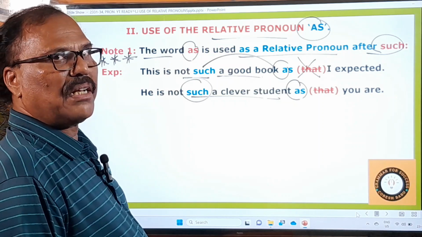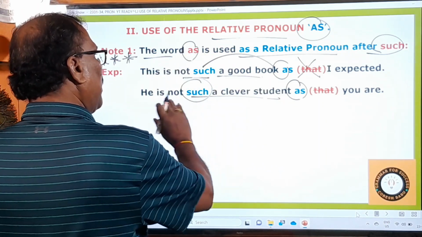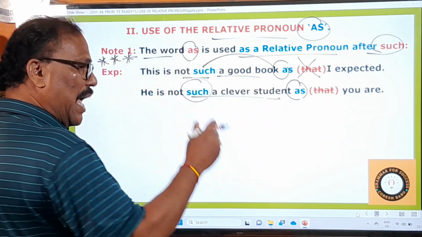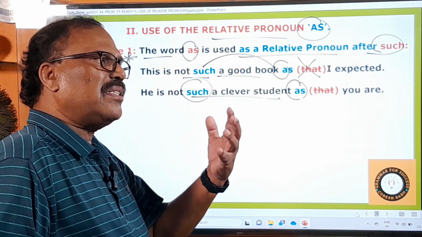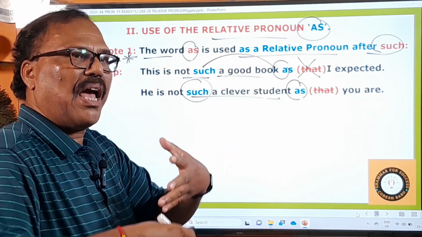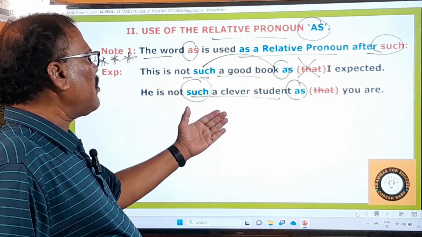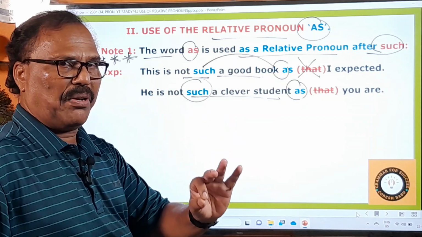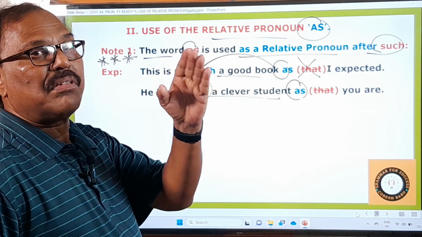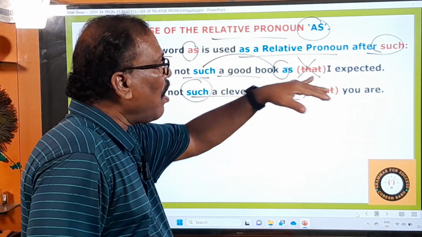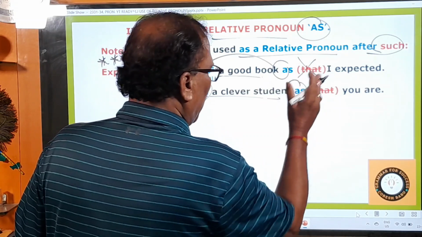Simply saying, he is not a clever student like you. Simple, clear. But that is simple, but this is our standard. He is not such a clever student as you are. So in our life, we happen to say certain things in different ways. The same thing we may have to say in different ways. Here you can say he is not a clever student like you. Simple, easy. But here, he is not such a clever student as you are. So it is standard, and it is very meaningful and very standard.